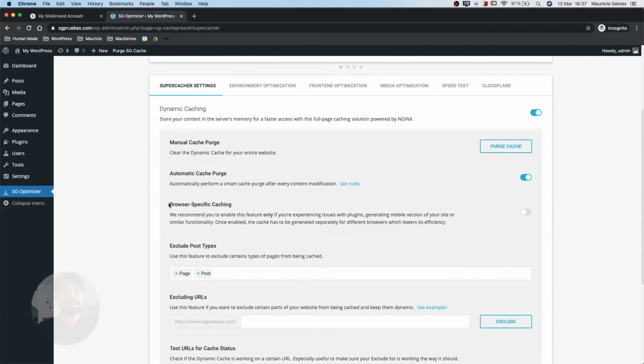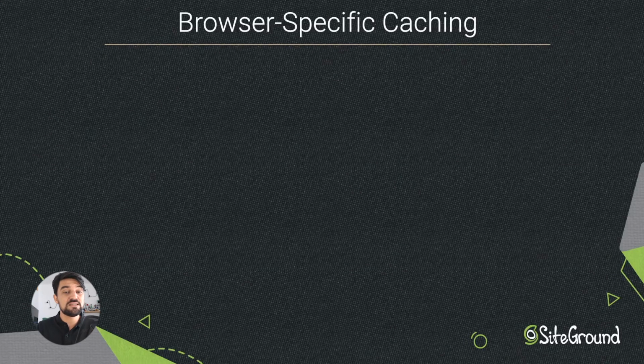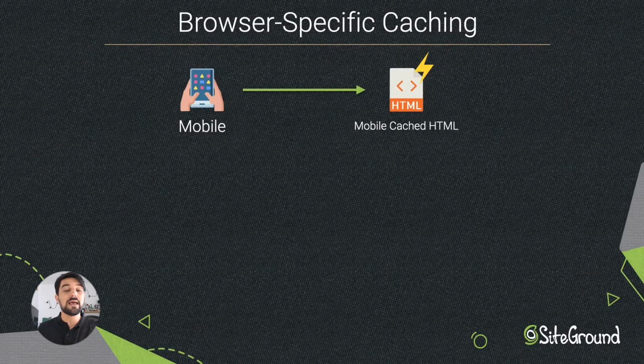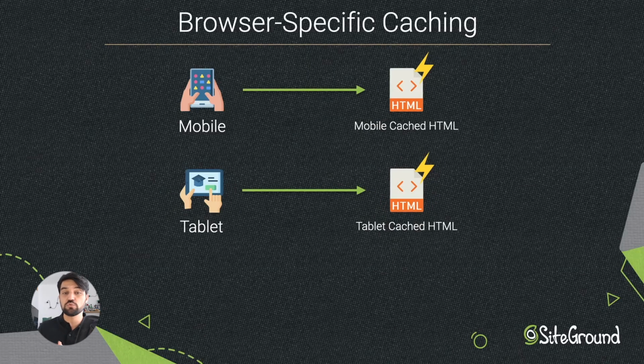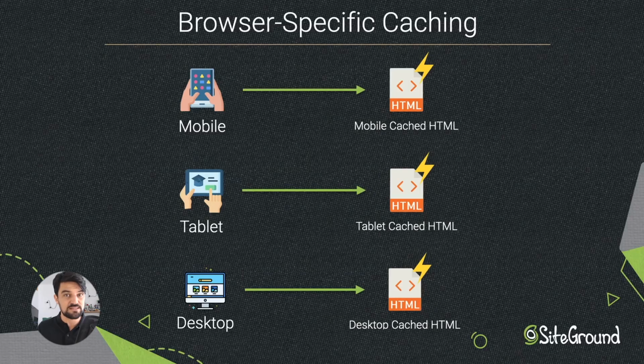Browser-specific caching. Enabling the browser-specific caching will create different cache versions based on the user agent used. For example, if your visitor opens your website from a mobile, it will have its own cache file. The same for other visitors with tablets or desktop devices.